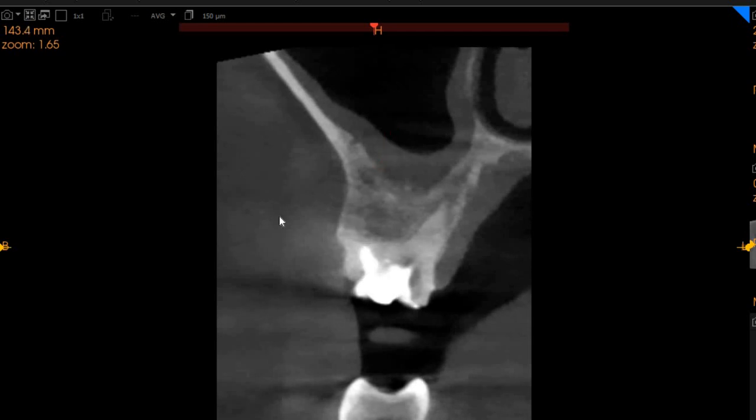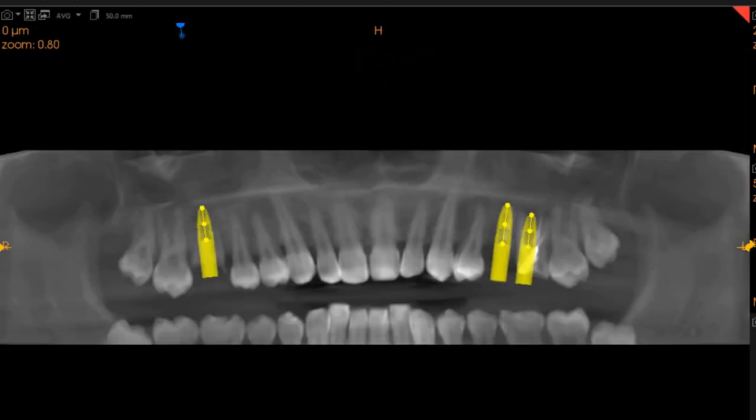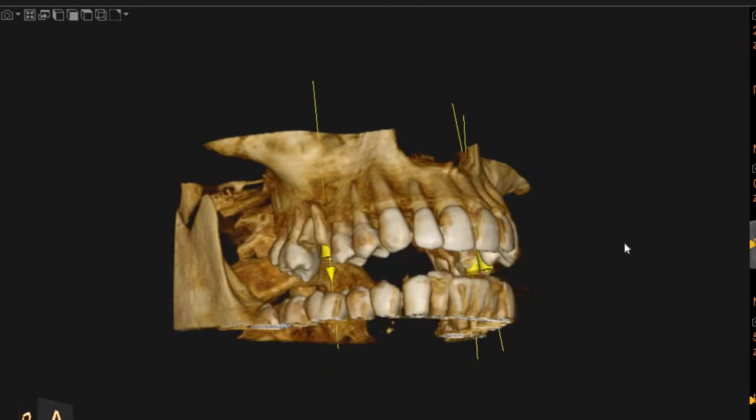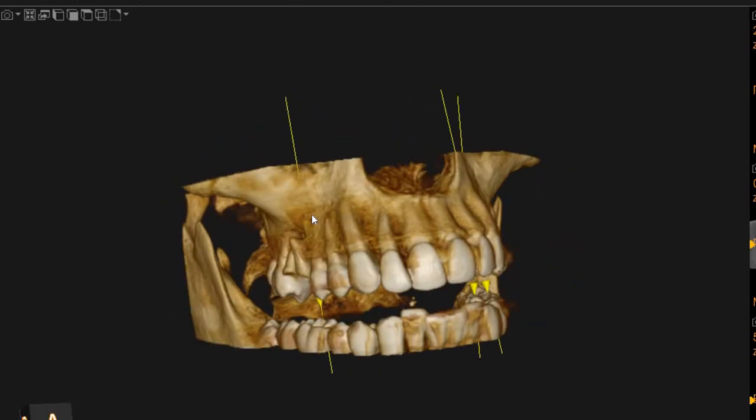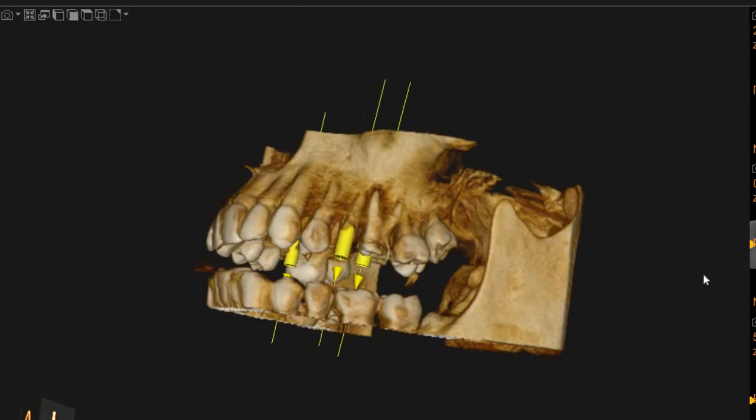We will place 3 virtual implants and show the positioning of the implants. This is how it looks with the virtual implant planning. We placed 4.3 by 10 in the 5 and 4.3 by 8 in the 6s on both sides.